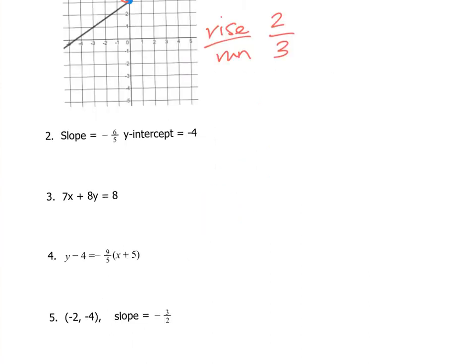Number 2 is probably one of the easiest situations you'll ever have because they give us the slope and the y-intercept. So all you have to do is just plug them in into our slope-intercept form. So my slope is -6/5. I write the x, and then my y-intercept is -4. So I'm going to write -4, and that's it. That's all you do.